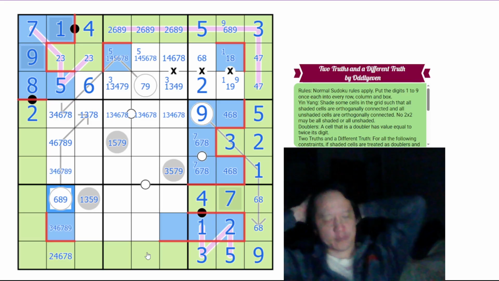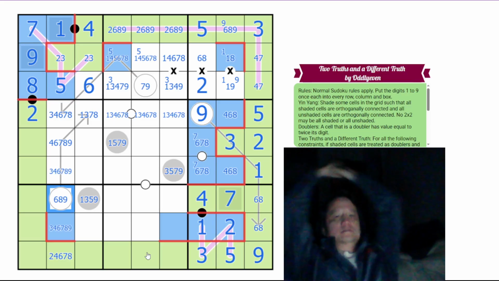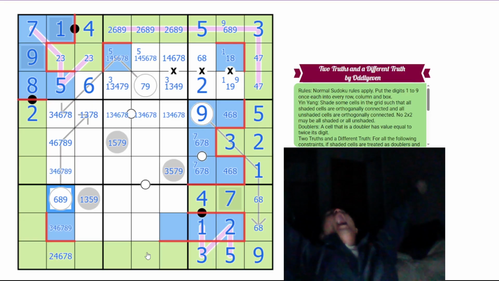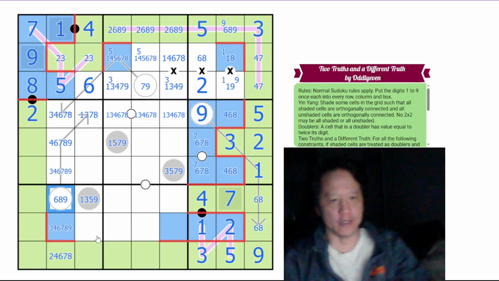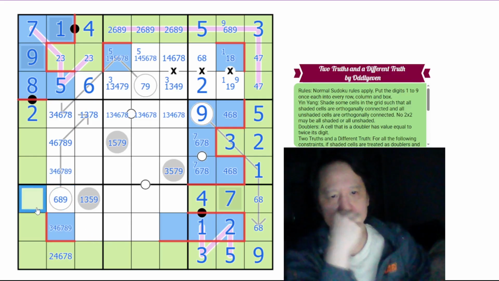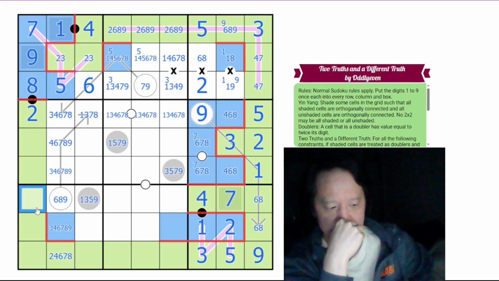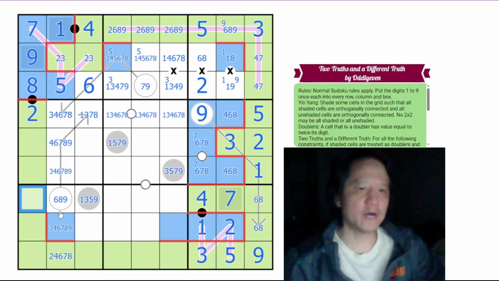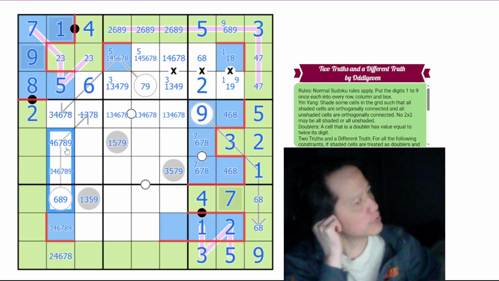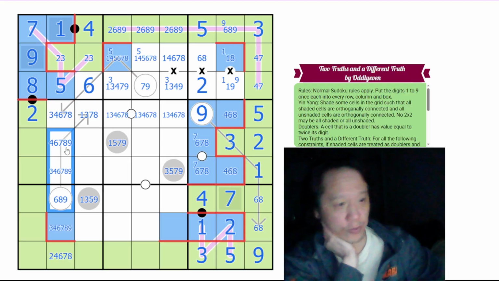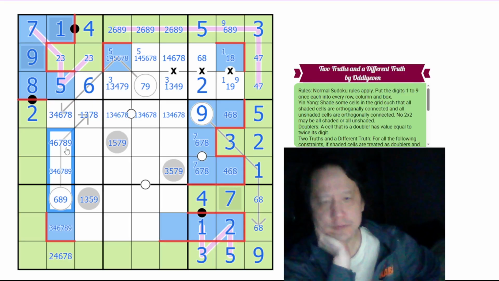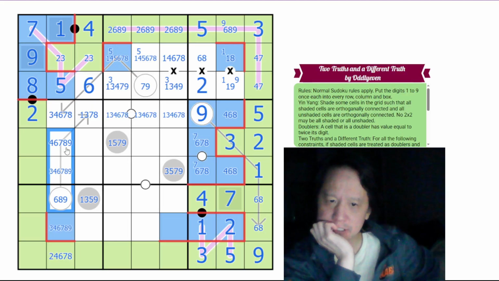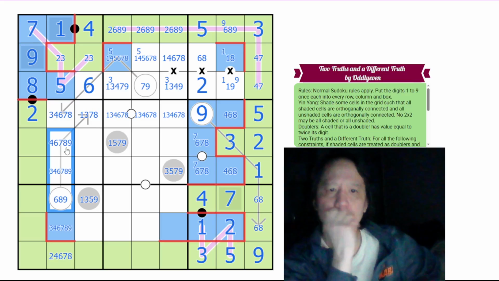Six doubled is possible. Can this ever be? Well, obviously, one of these three has to be at least blue. It could be all of them are blue, though. Interesting.